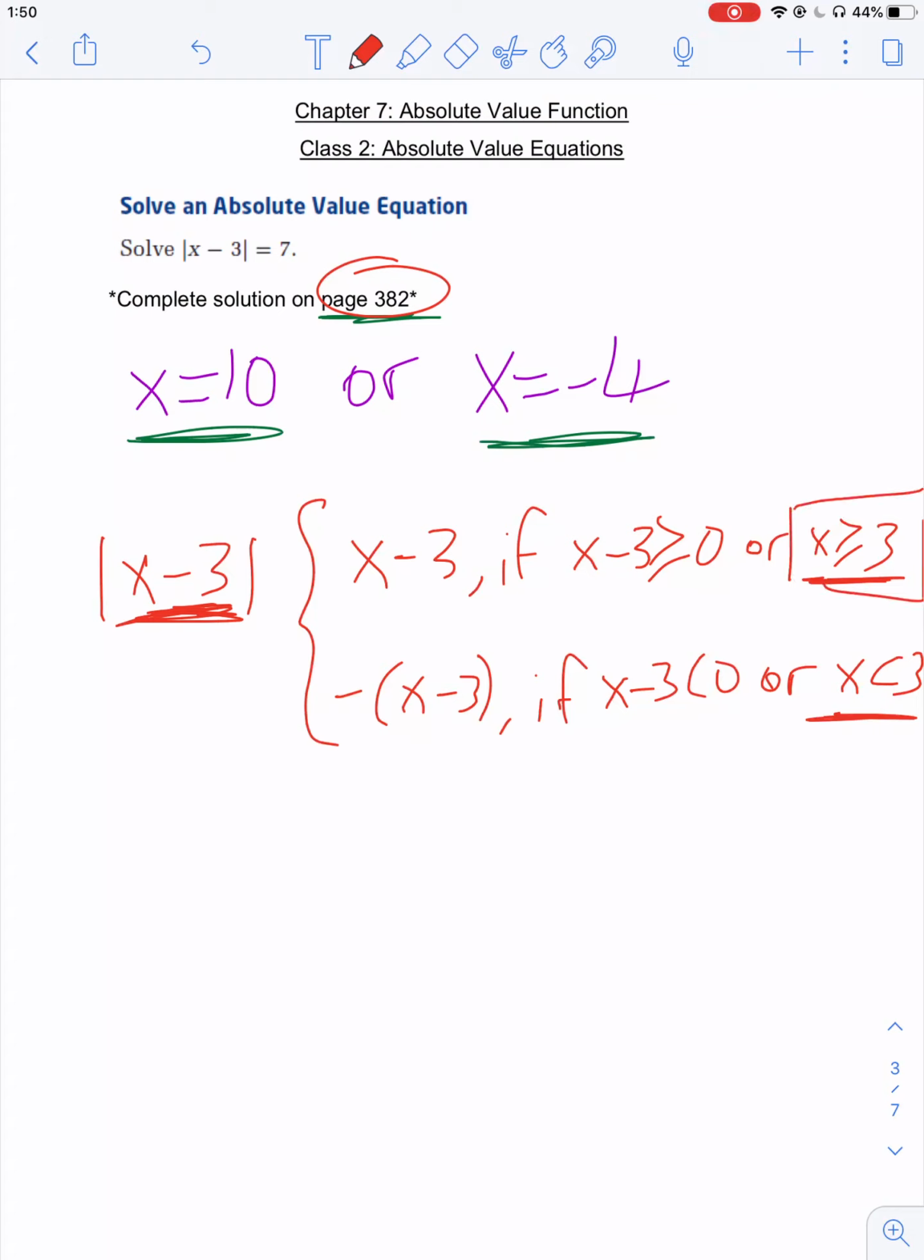So you don't have to solve for it twice. Just solve for it up here, and the other one will be just the opposite of what you get up here. But basically you're going to use this definition, split this into two cases, and then find the solutions, and then you're going to find these two solutions. Okay, so either x is equal to 10 or x is equal to -4. Okay, so work this out.